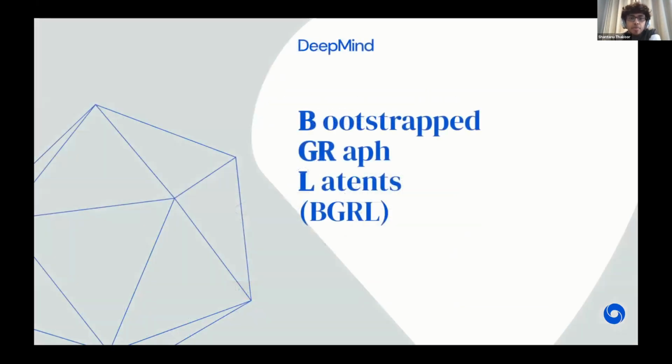Okay, so to solve these issues, we were applying the BYOL methodology to graphs and calling it Bootstrapped Graph Latents, or BGRL.